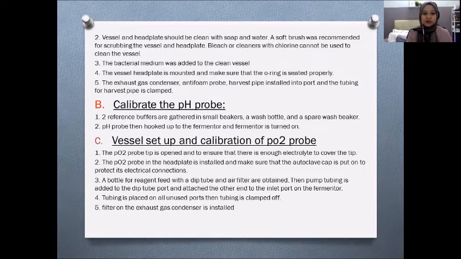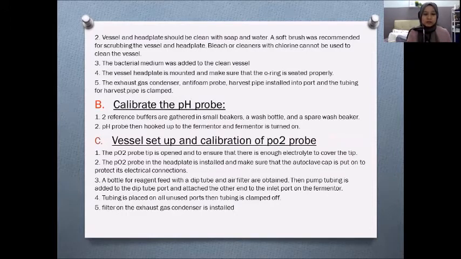Then the bacterial medium was added to the clean vessel. The vessel head plate is mounted, making sure that the O-ring is seated properly. The exhaust gas condenser, anti-foam probe, and harvest pipe were then installed into the ports, and the tubing for the harvest pipe is clamped. Next, we calibrate the pH probe.